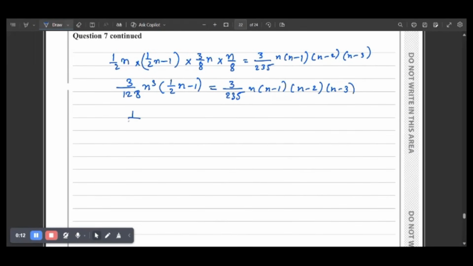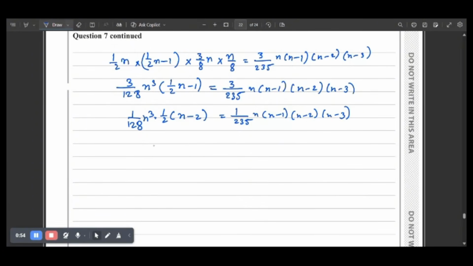After simplifying it further, we get n cubed. We can take half common from this factor, and we get 1 by 235 n, n minus 1, n minus 2, n minus 3. We can see a number of things get cancelled out here. We can see n cube and n are common terms which can be cancelled out, not completely, but still. We can see the factor n minus 2 can be cancelled out. So we will do these simplifications.